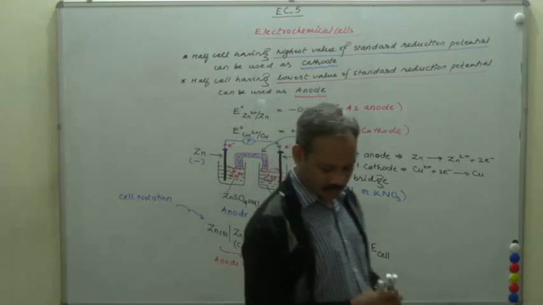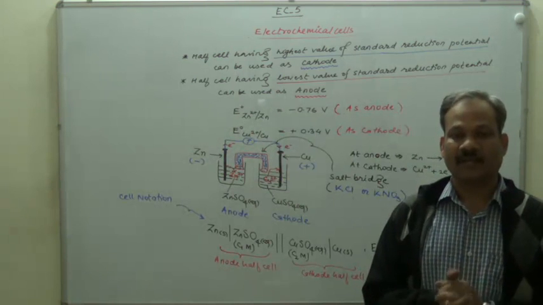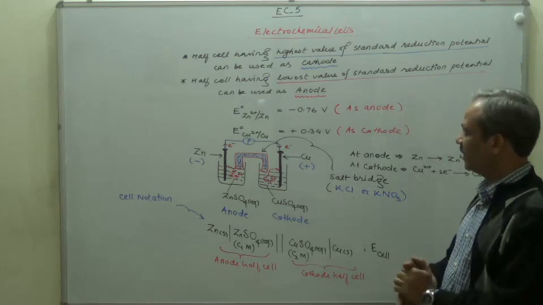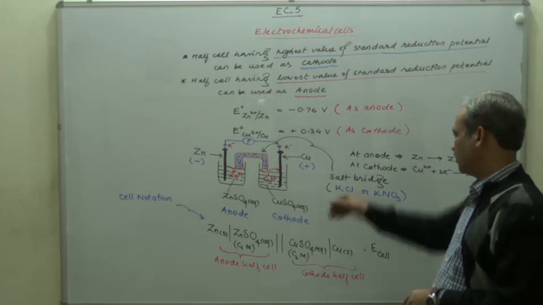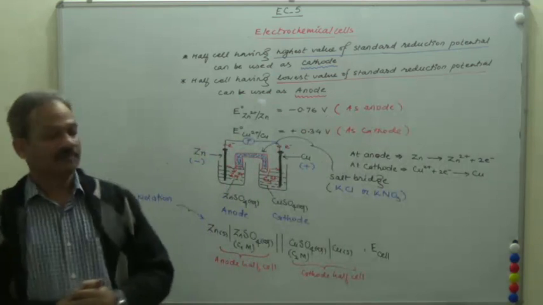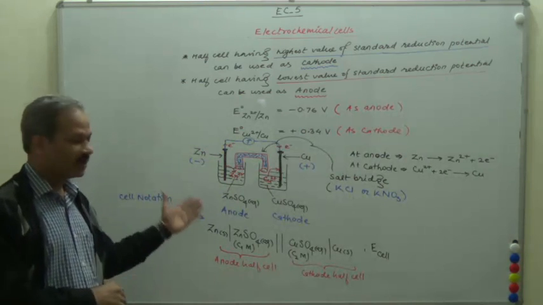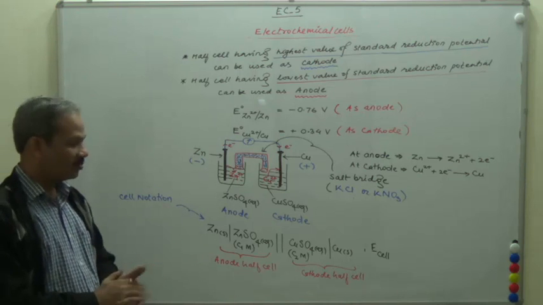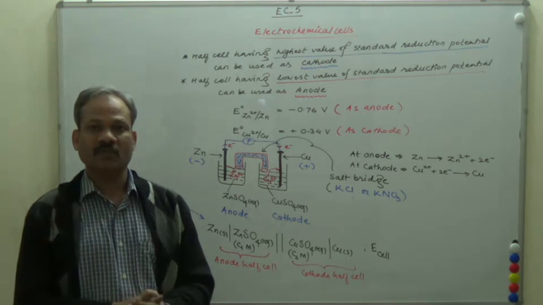So these are the electrochemical cells, their half cells, the criteria to decide anode and cathode, the cell notation, and the presence of the salt bridge. So that's all about today's lecture. In the next lecture I will continue with the notation and some more examples of electrochemical cells. So you must revise it before coming to the next lecture.